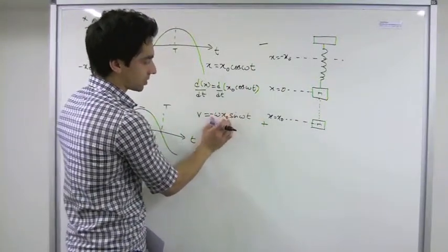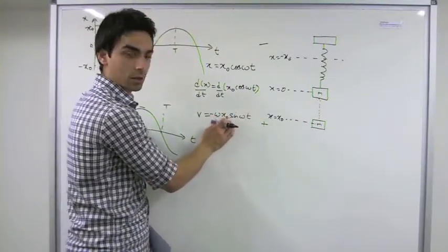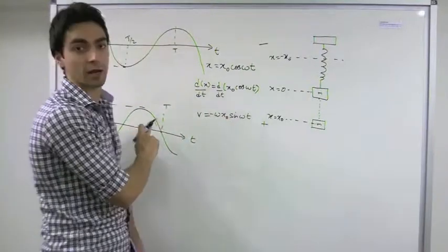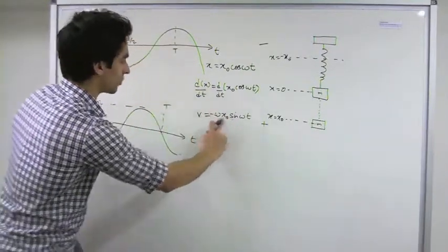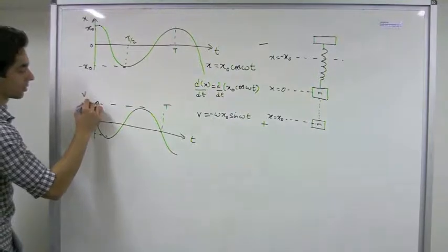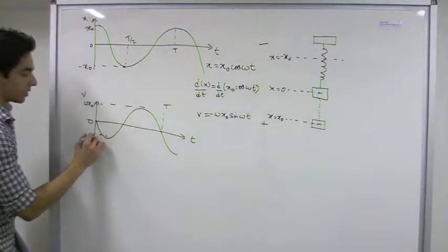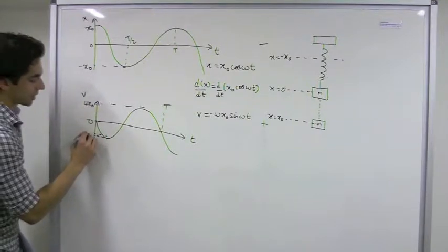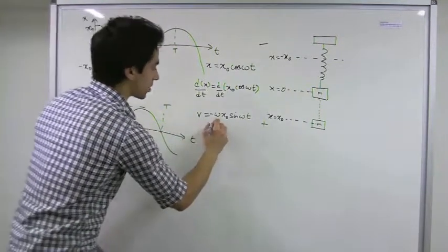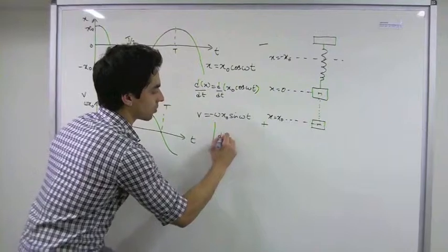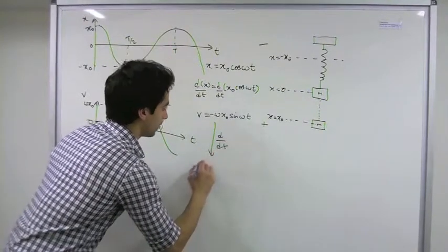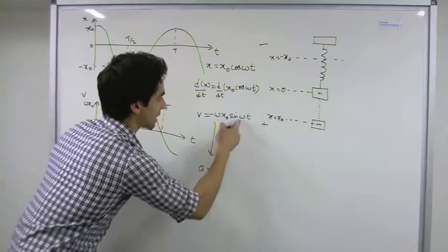Therefore, the term in front of it, the coefficient, would give you the maximum and minimum value of this curve. So the maximum value would be omega x naught. That's the maximum value of velocity. And the minimum value would be minus omega x naught. Now the same thing, differentiating this once more with respect to time, we get the value for acceleration.